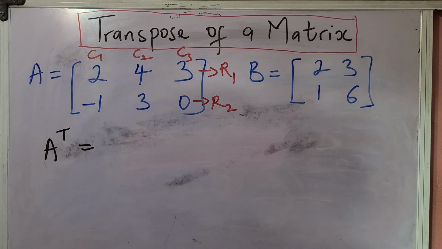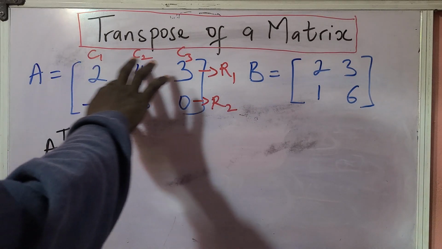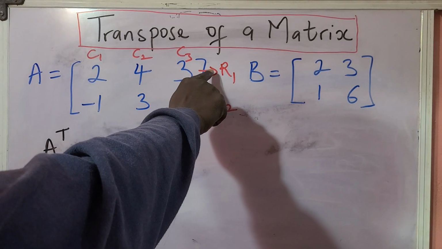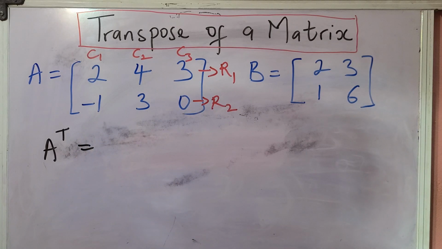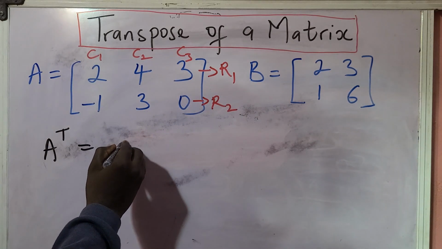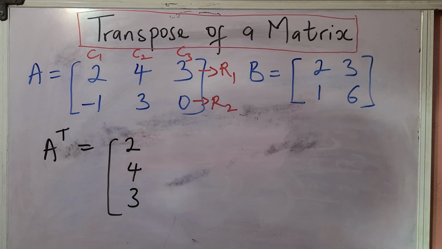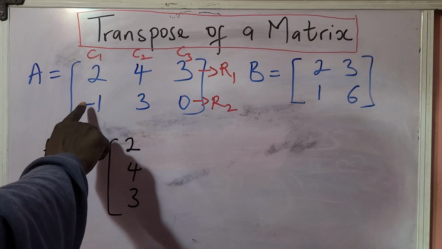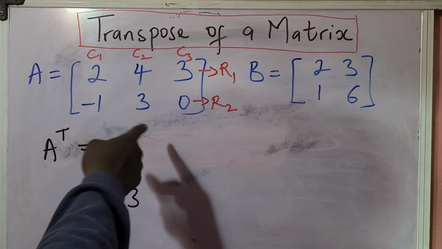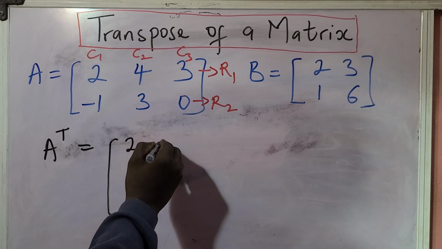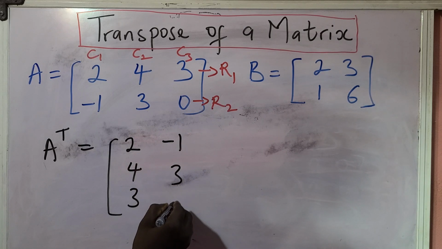So if you look at this, we want to interchange the entire row 1 to become column 1. So wherever we saw every element of row 1, we're going to bring it to become column 1. So we have 2, 4, 3, which is the element in row 1. It has become that of column 1. The next thing to do is to do that of row 2 and make it become the column 2. So row 2 becomes column 2. We have -1, 3, and 0.